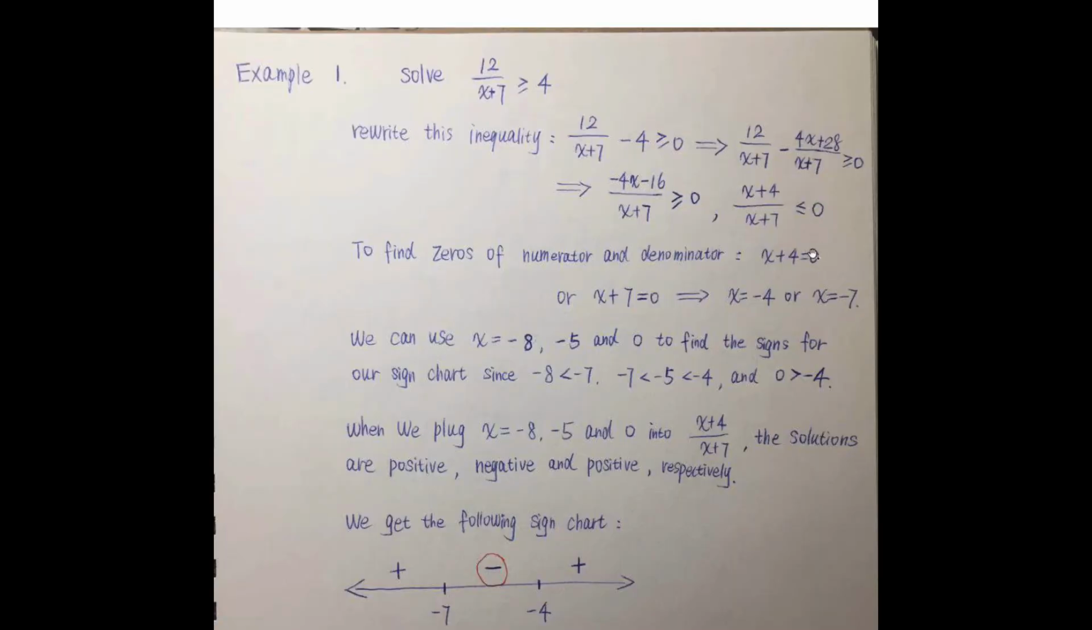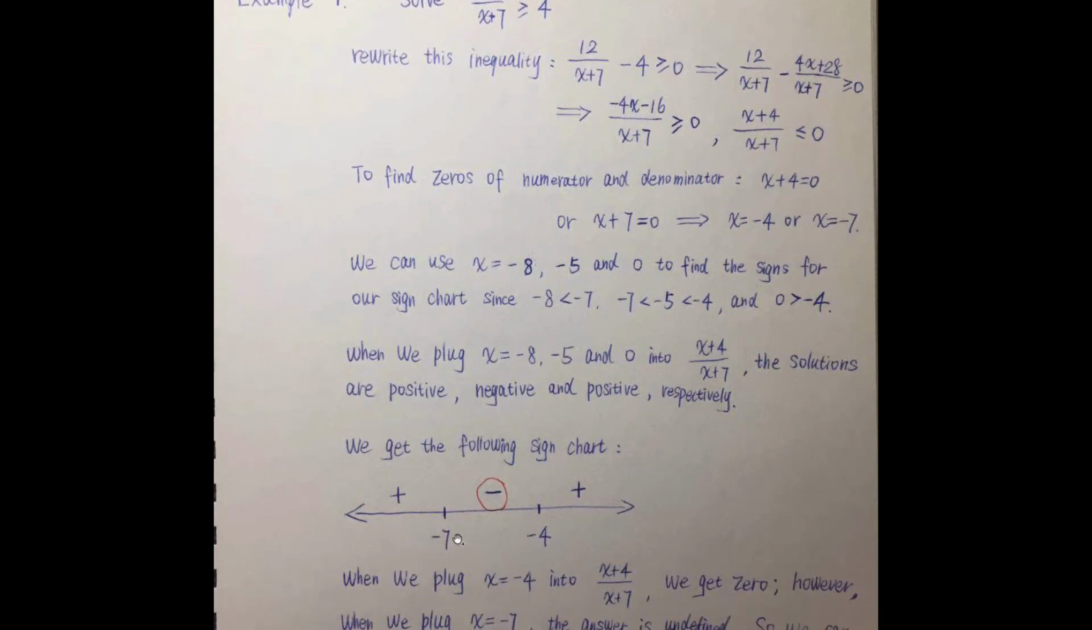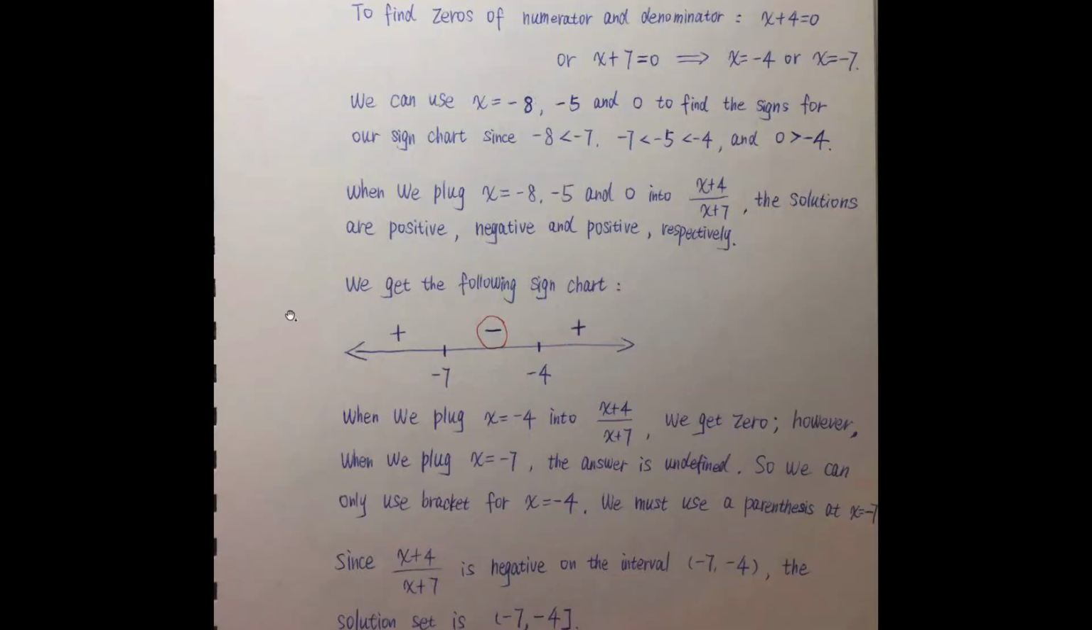If you set the numerator equal to 0, you get x equals negative 4. If you take x plus 7, set it equal to 0, the answer is x equals negative 7. When you put those on your number line, make sure you have them in the right order. So negative 7 is over here, and negative 4 is over here. So I want to pick a number over here, something between negative infinity and negative 7, a number here between negative 7 and negative 4, and a number here between negative 4 and infinity. We went ahead and chose negative 8 here, negative 5 here, and 0 here. If you take negative 8 plus 4 over negative 8 plus 7, negative 8 plus 4 is negative.